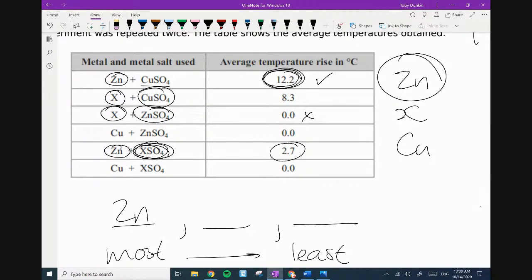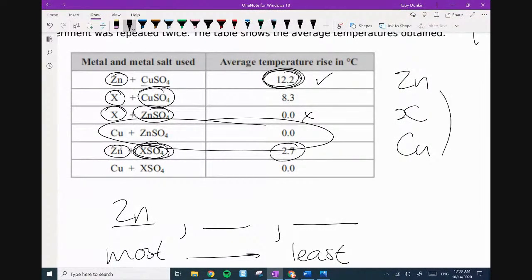We can then prove that with the other reactions, because we look at the other one, there's no reaction between copper and zinc. This confirms that it's below it. That's good. We also have copper and X sulfate, and that's no reaction. This confirms that copper is also below X. So it confirms it. So the final answer is zinc, X, and Cu. Yay! Well done to those guys. Wait, it's the other way around.